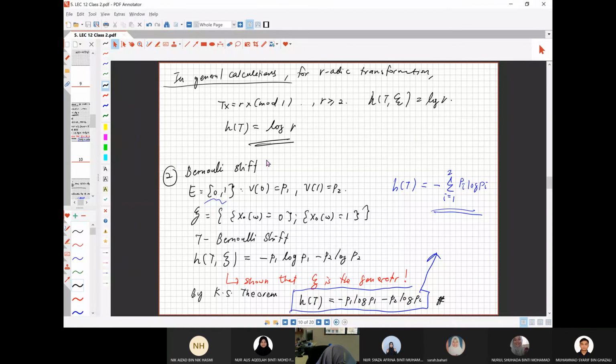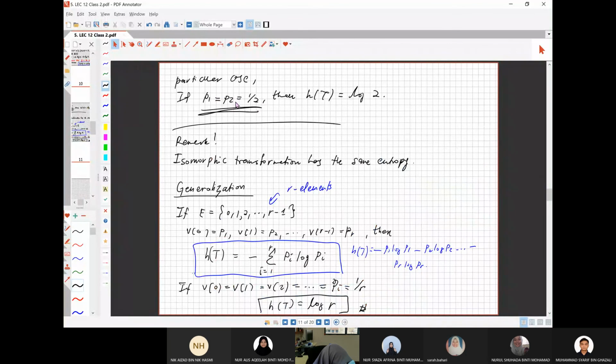We also consider another example, the Bernoulli shift. In the Bernoulli shift, we have two conditions. If our E has 2 elements, then your entropy is this, which is equal to the value of the relative entropy. If the measure is uniform, then the entropy is equal to only log 2. For the important remark, isomorphic transformations have the same entropy. So if the first transformation has entropy log 2, that means the second transformation must also have entropy log 2.